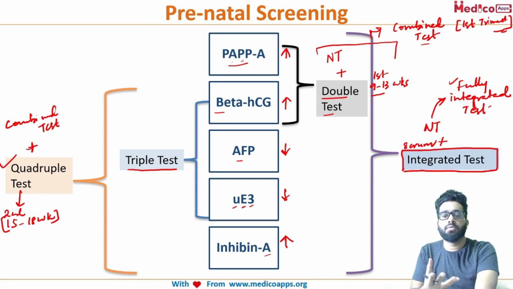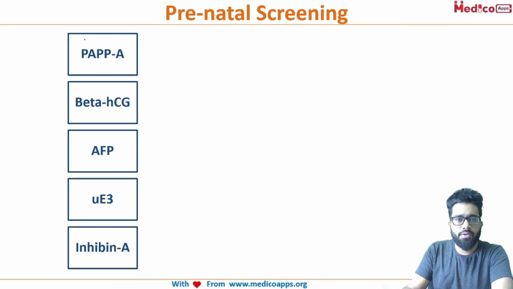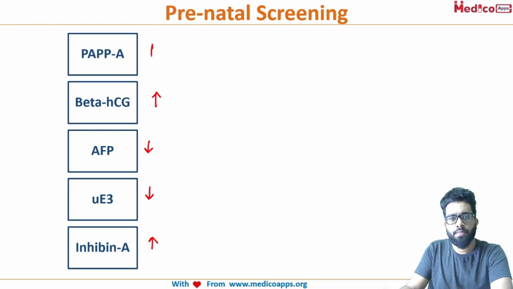So there are a few blood tests and only one ultrasound test which we do to predict whether the child probably has Down syndrome or not. Okay, so we'll have a quick revision. You know that in Down syndrome there is a decrease in the AFP and a decrease in unconjugated estriol, and everything else is increased.